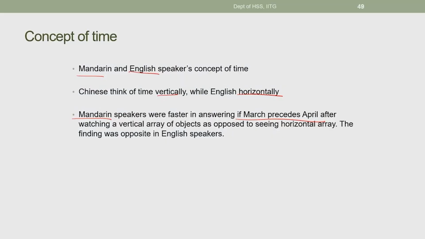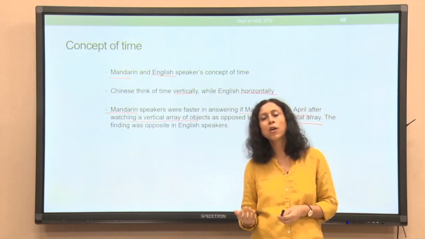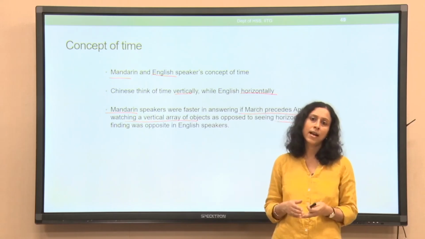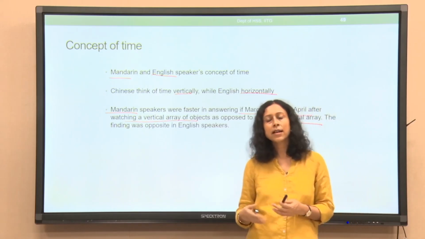stimulus, which is called a prime, which was watching a vertical array of objects as opposed to seeing a horizontal array of objects. So, before the question was asked to them, they saw an array of objects arranged either horizontally or vertically. And they are always randomized.